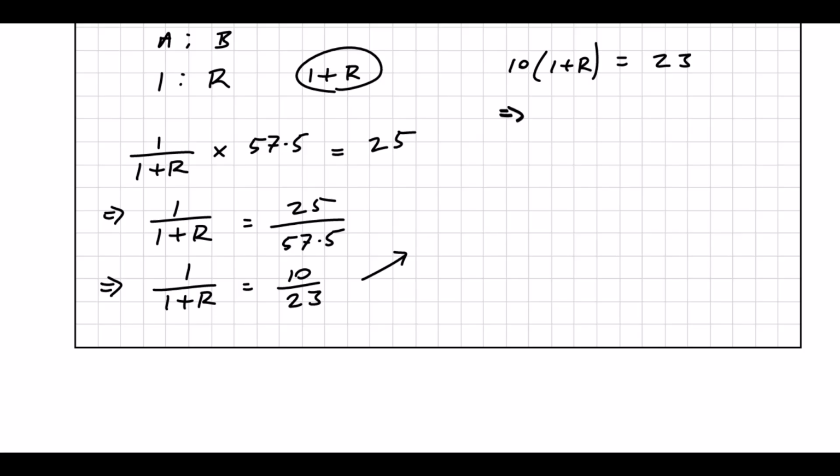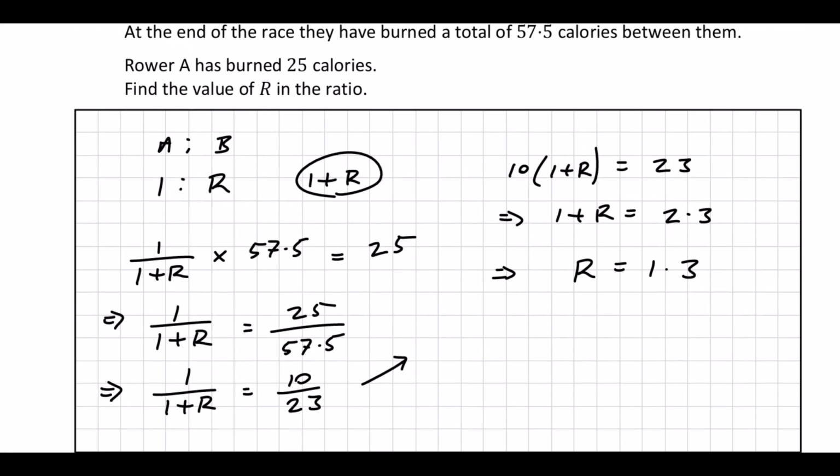So that'll give me, let's see, I'm going to divide by 10. 1 plus r is equal to 23 divided by 10, which is 2.3. And then I'm going to subtract 1 from both sides. So that'll finally give me r is equal to 1.3. I think that's all we had to do. Find the value of r in the ratio. So r is just 1.3. That's really it for this question.